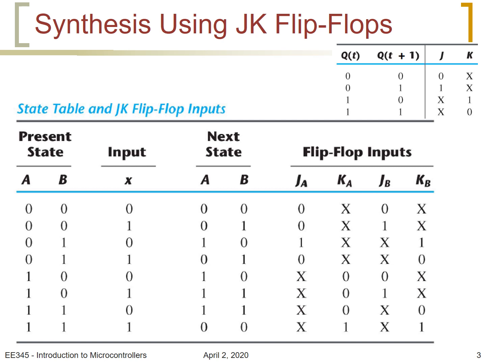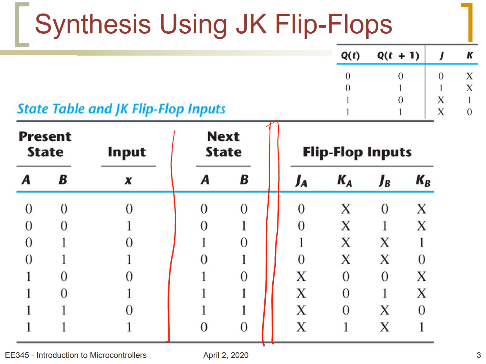Now let's make a design using JK flip-flops. For this, we assume that we are given the state table as we can see here. We have the present state and the input on one hand and the next state on the other hand. And from these, we must derive the flip-flop inputs in order to be able to design the circuit. Looking at the next state, A at time t plus 1, it takes these values, 0, 0, 1, 0, etc. Same thing for B at time t plus 1.